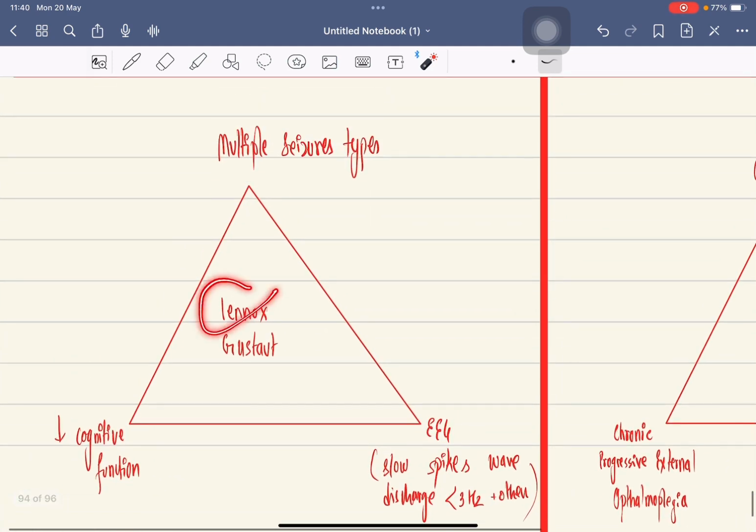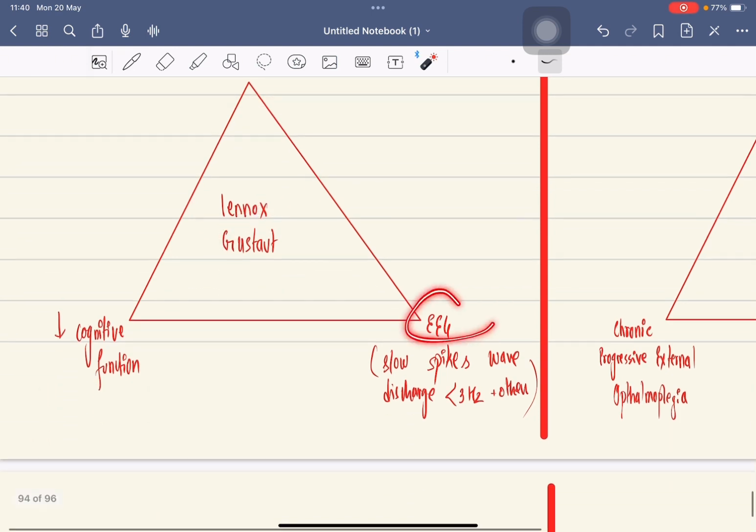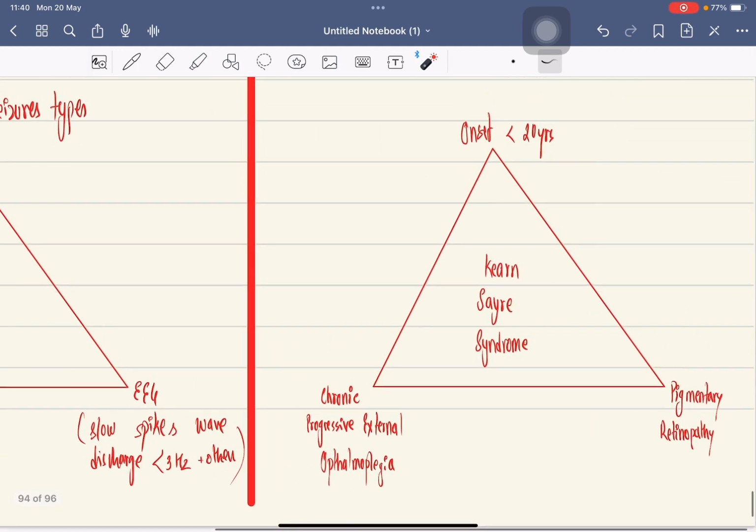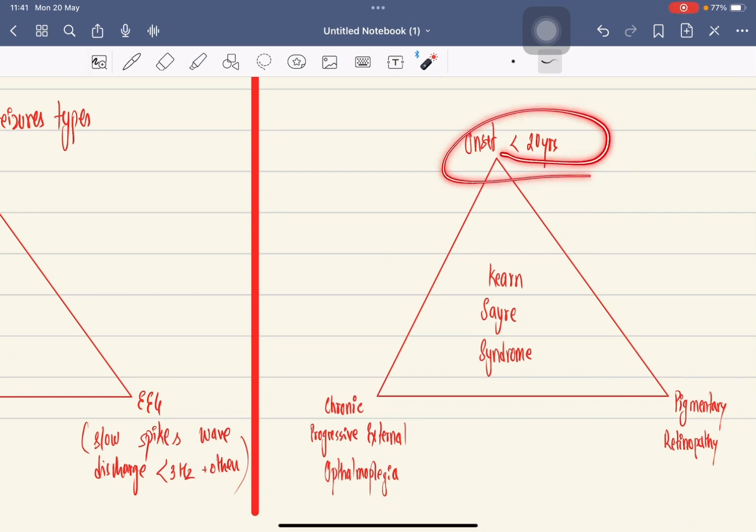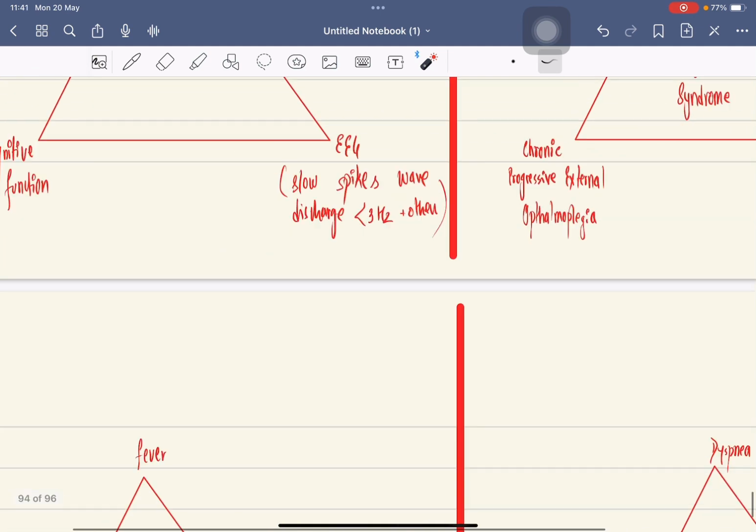Next, we have Lennox-Gastaut. There is decrease in the cognitive functions, multiple seizure episodes, and EEG shows slow spike-wave discharge less than 3 Hz. We have Kearns-Sayre syndrome, which occurs in less than 20 years: chronic progressive external ophthalmoplegia with pigmentary retinopathy.